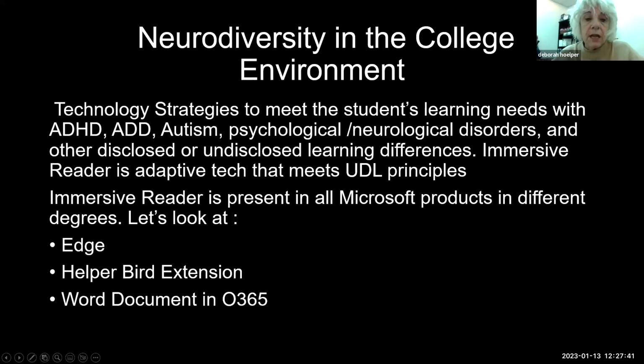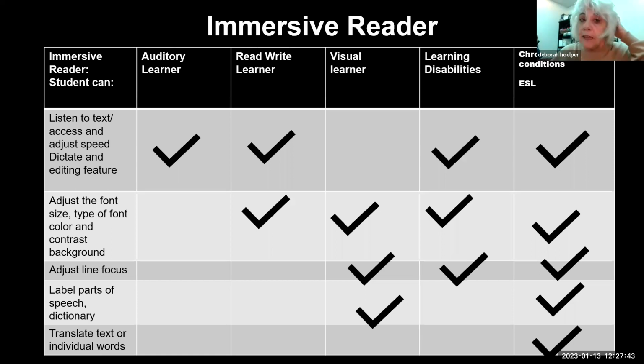We can go to the next slide. So one of the things that I want to take a look at, remember I said it's UDL, right? So Immersive Reader does all of this for all these learners. If you're an auditory learner, you can listen to the text. You can do the dictating and the editing feature if you need it. If you're a read and write learner, you also have the ability to adjust the font, the type of font, the color, the contrast in the background. If you're a visual learner, you can adjust the line focus, label parts of speech, and use the dictionary.